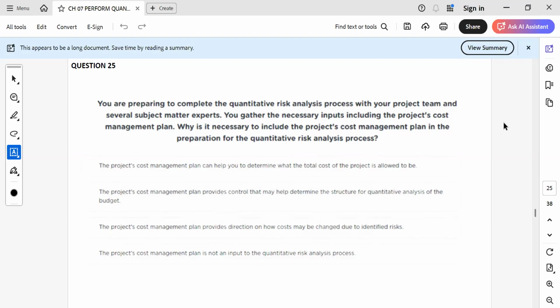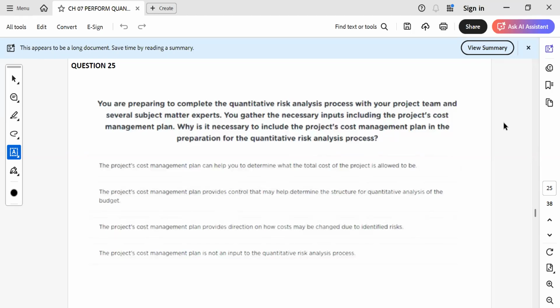Then option B says the project cost management plan provides control. Yes, because a plan is used to monitor and control, and that may help determine the structure for quantitative analysis of the budget. It tells you the maximum budget you can utilize, and it will provide the trigger points. Let us say if I exceed the budget or there is some risk, it will help me understand what measures to take at the right time. Option C says the plan provides direction on how cost may change due to identified risk. But the question is not asking what the cost management plan does, but how it helps in the preparation of a quantitative risk analysis, so I don't think it is the correct option.